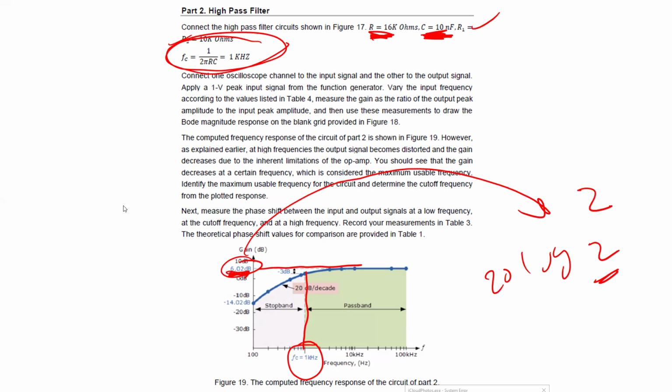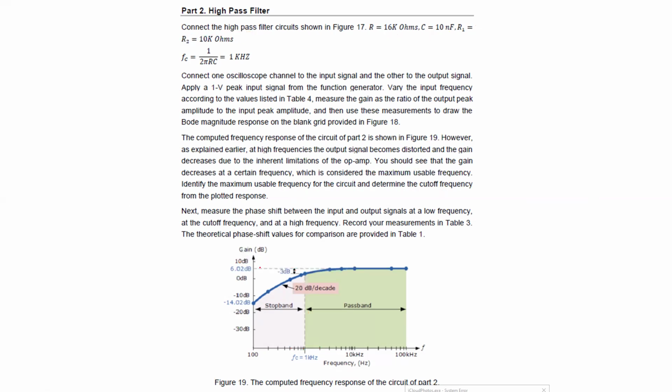Okay. And then that's what you have to do. Okay. And then if you go back, if you reduce it 3 dB, this is where you should find 1 kilohertz here. Okay. One more thing, what you have to do, you have to increase the frequency for sure. Ideally it has to be this way, but it's not going to happen.